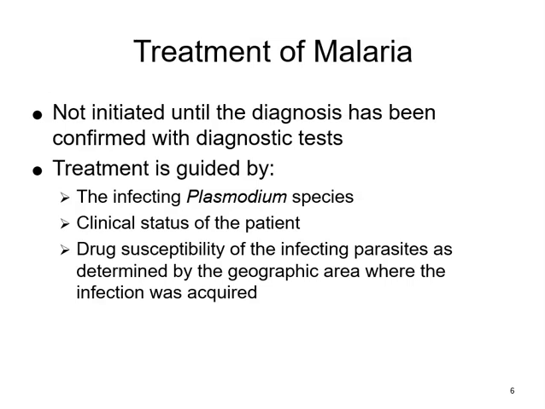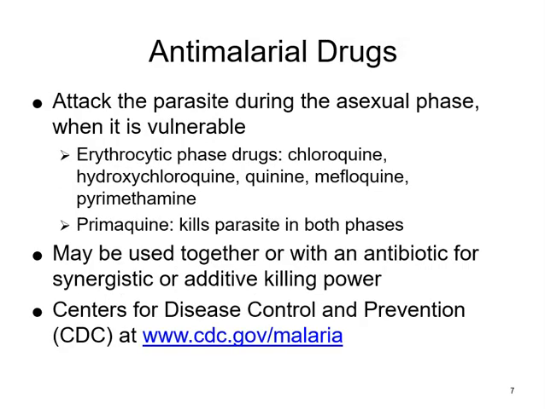Further treatment would be guided by which species was identified, how the patient is clinically with the infection, and of course the susceptibility of the organism, which sometimes we can figure out from the geographical location. As you can see here, most anti-malarial drugs work in the erythrocytic phase: chloroquine, hydroxychloroquine, quinine, mefloquine, and pyrimethamine, and there's only one that kills the parasite in both phases.